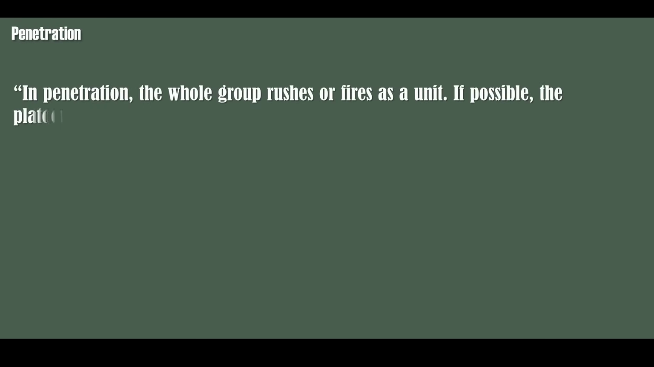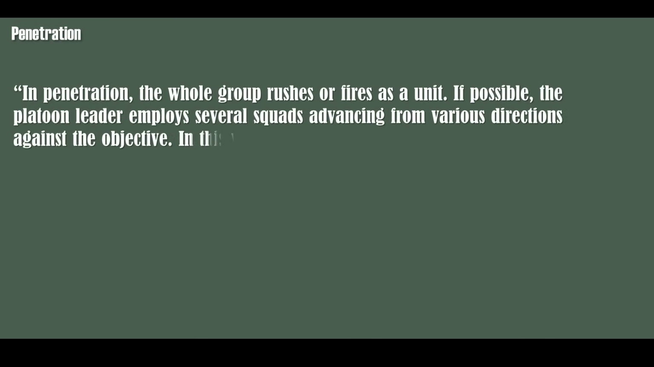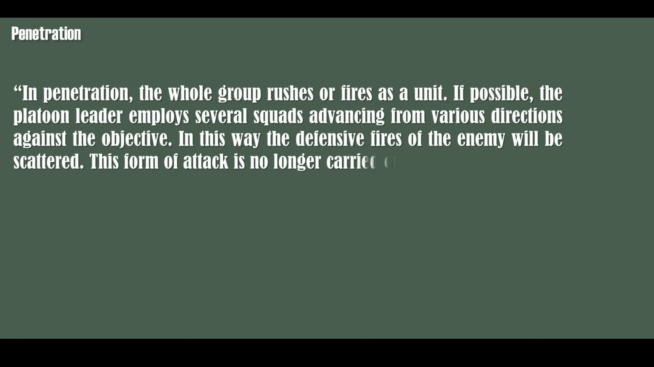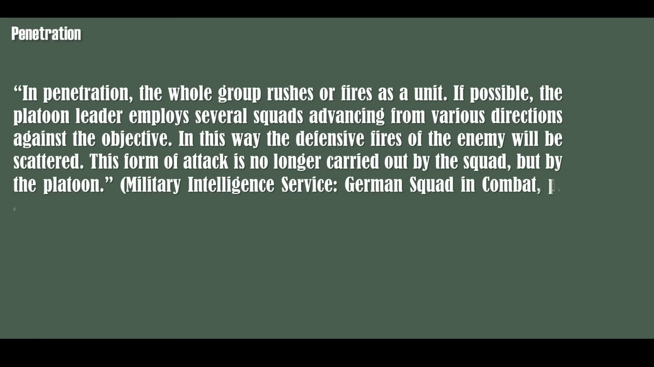In penetration, the whole group rushes or fires as a unit. If possible, the platoon leader employs several squads advancing from various directions against the objective. In this way, the defensive fires of the enemy will be scattered. This form of attack is no longer carried out by the squad, but by the platoon.